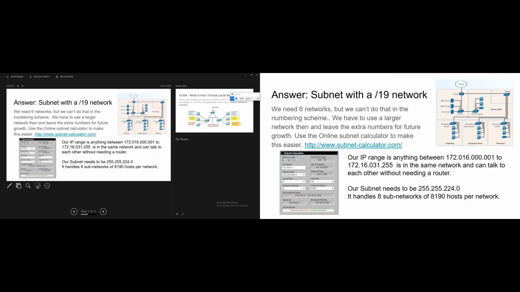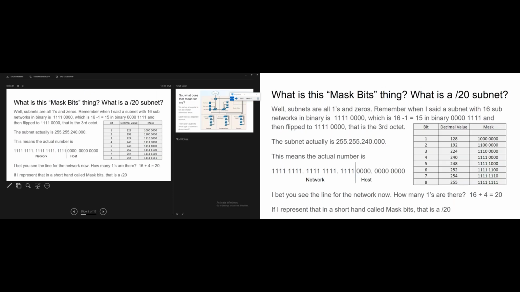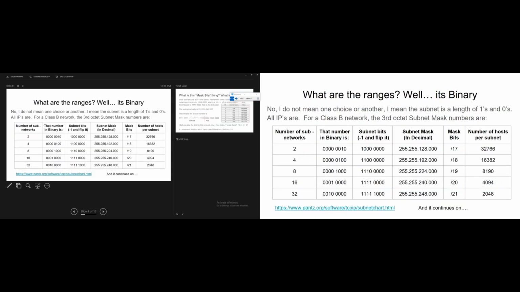Well, you're not going to get 6 different networks, are you? Here, let's go back a little bit. We're not going to get 6 networks. Which network are we going to get? 8. We can do 8. So we'll do 8 networks. So our subnet is 255.255.224. In the /19 network, there are 8,000 users that can work in each one of those 8 networks. See how nice that is?